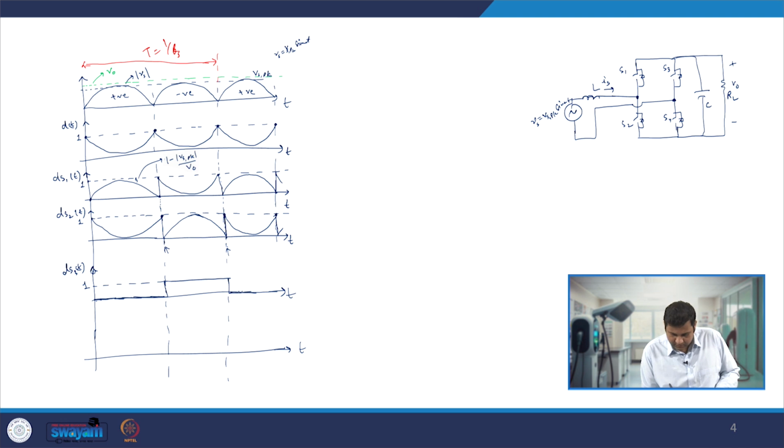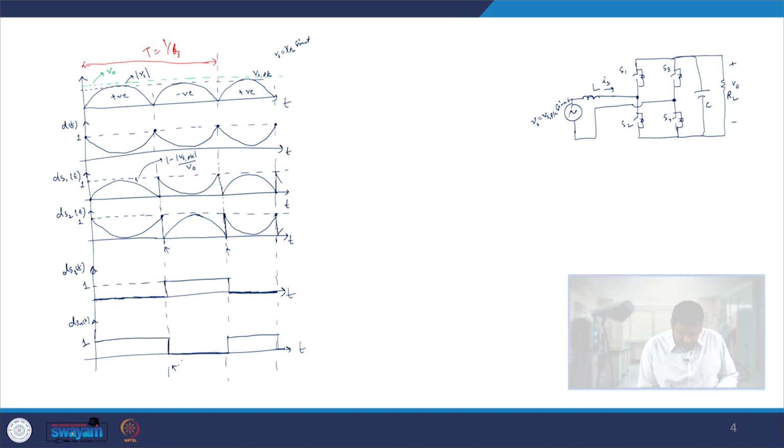Okay, here it is 0 going up to here. Similarly, if we see the duty ratio of S4, it is 1 going to 0 and it is 0 for the entire T by 2 period. Again it comes back to 1 and stays at 1. If you look very carefully, during the transition there is also a transition of S3 and S4.